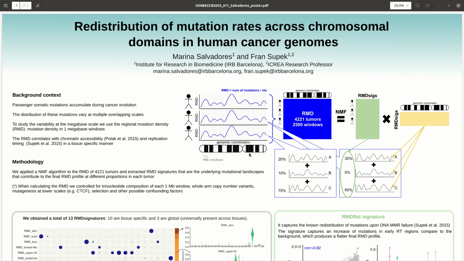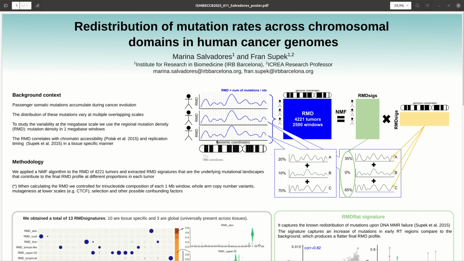tissue-specific manner. For this project, what we did is we calculated these regional mutation density patterns for a total of 4,000 tumors across 2,500 windows, and we applied a non-negative matrix factorization algorithm, which is a dimensionality reduction method, to extract regional mutation density signatures. These RMD signatures capture the underlying mutation landscape that contributes to this final regional mutation density profile in different proportions in each different tumor.